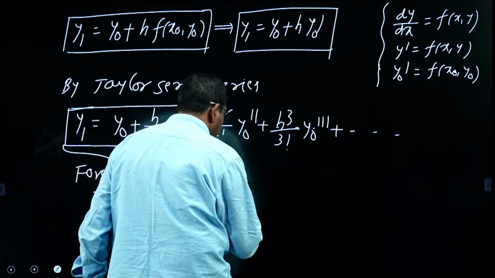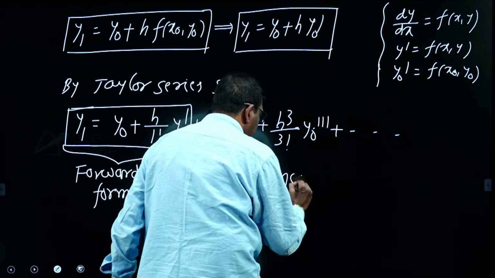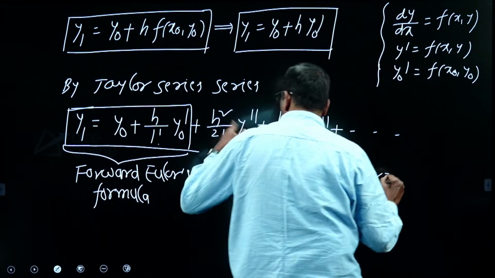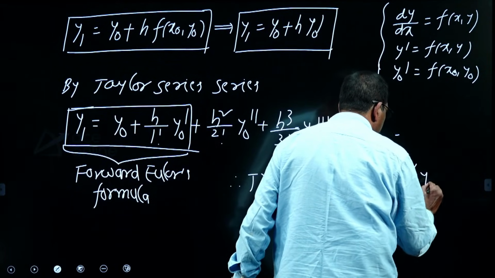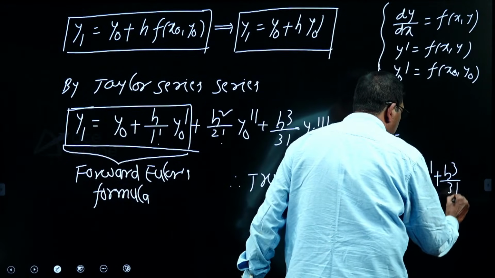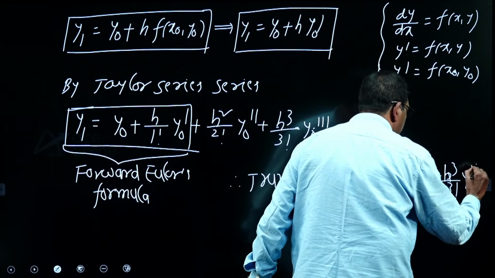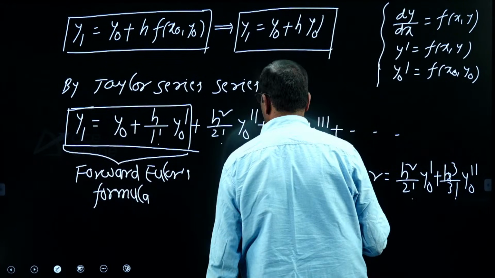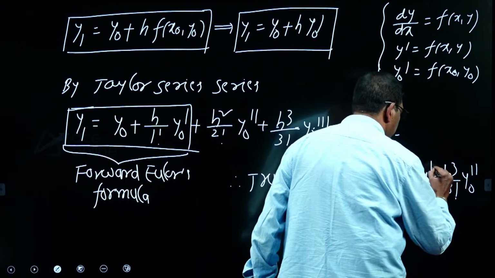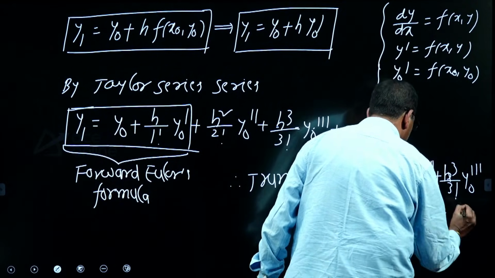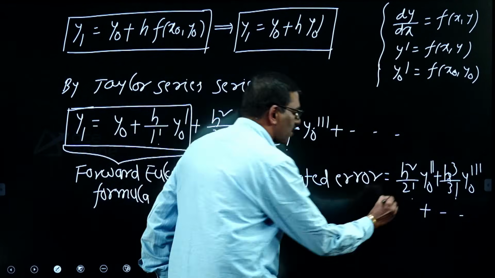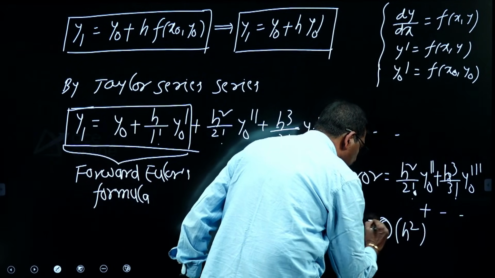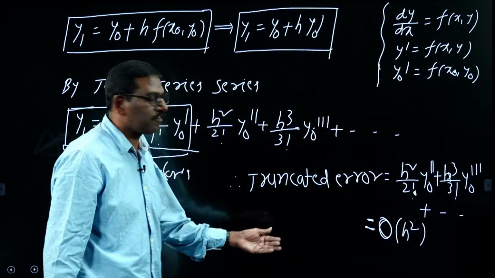So what is truncated error? In forward Euler's method, truncated error is nothing but the part that starts from h square by 2 factorial into y0 double dash plus h cube by 3 factorial into y0 triple dash plus and so on. So the error starts from the h square term onwards, or not? We can denote it as big O notation of h square. We also call it order of h square, you know that.